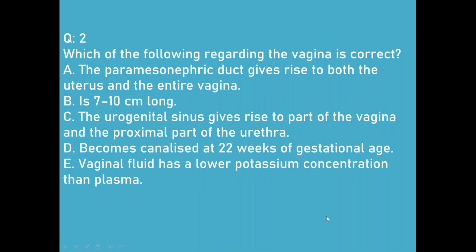The next question. Which of the following regarding the vagina is correct? A. The paramesonephric duct gives rise to both the uterus and the entire vagina. B. It is 7 to 10 centimeters long. C. The urogenital sinus gives rise to part of the vagina and the proximal part of the urethra. D. It becomes canalized at 22 weeks of gestational age. E. Vaginal fluid has a lower potassium concentration than plasma.